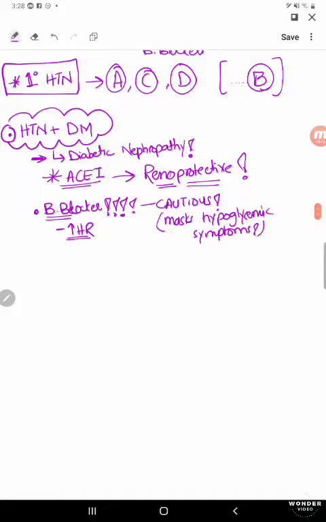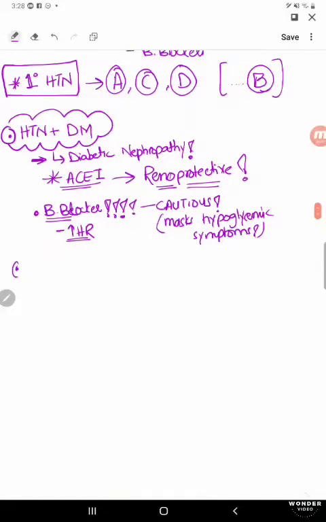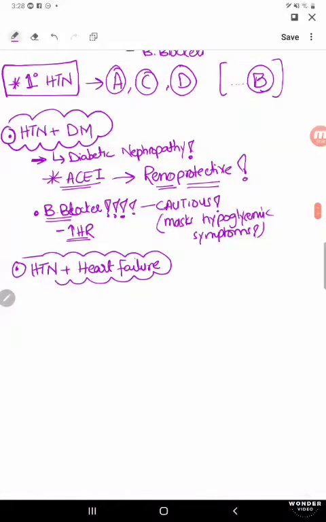Okay, now that that is clear, let's move forward and talk about hypertension with heart failure. So when your heart is failing, your heart is not working properly, what happens? What are the symptoms that you normally see in a patient? That will help you figure out the medications.